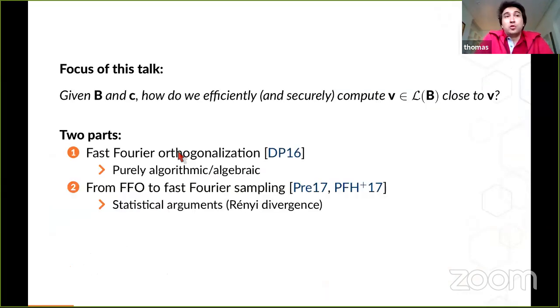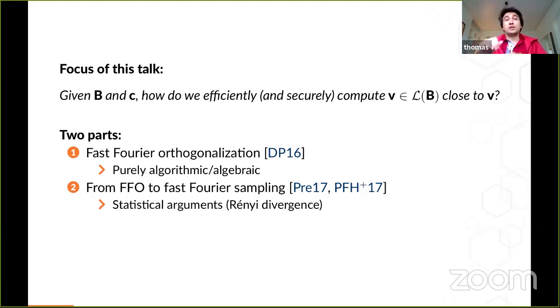All right, so the focus of this talk is, like I said, step 2 of the signing procedure. How can we efficiently and securely compute a vector V in the lattice generated by B, a vector V close to the target C? This talk will be roughly in two parts. The first part will be purely algorithmic and algebraic. It's called fast Fourier orthogonalization, and this entire section is joint work with Léo Ducas.